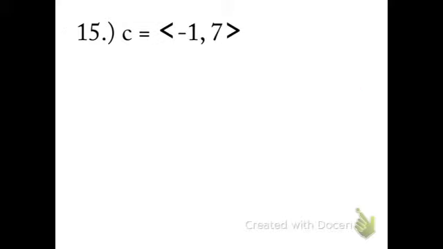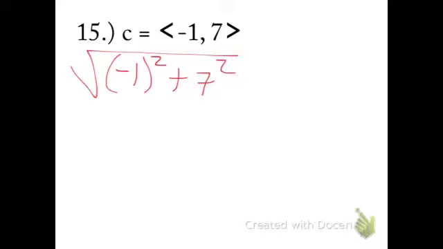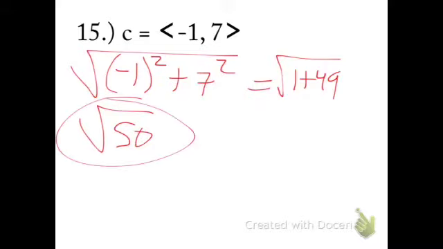On 15, you need to square both of those guys there. So square your negative 1, square your 7, you'll get 1 plus 49, which is a square root of 50, which is the exact answer. But if you're looking to approximate it, you're looking at about 7.1. Just rounding in my first decimal there.